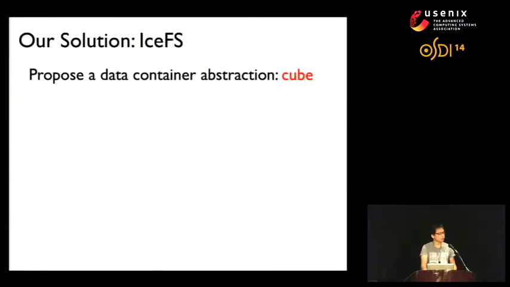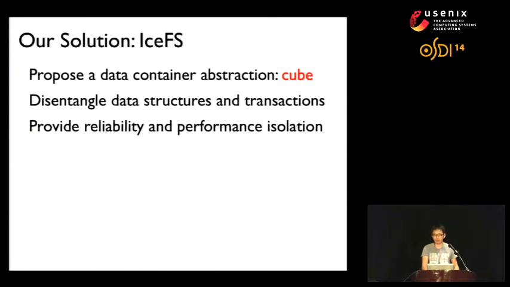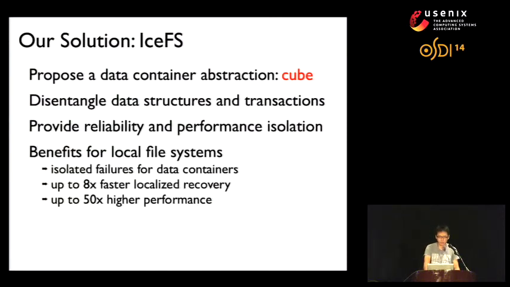To solve this entanglement problem in the local file system, we first propose a data container abstraction called Cube. Based on this Cube abstraction, we built a file system to disentangle data structures and transactions within the same file system for different containers. And this can provide better reliability and performance isolation.